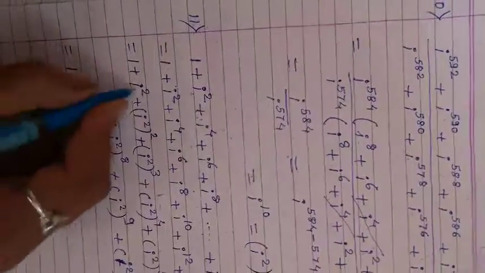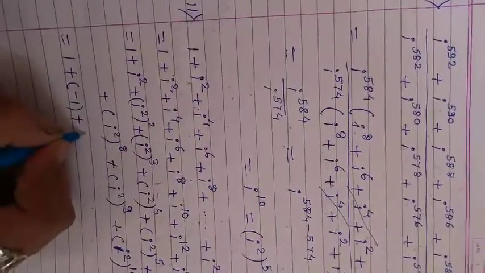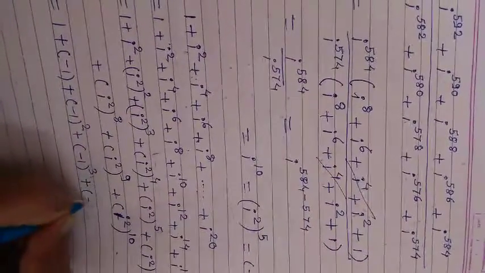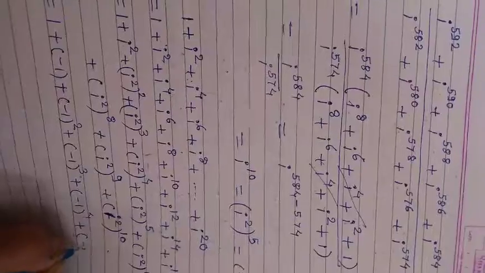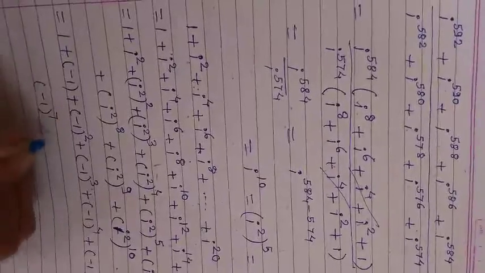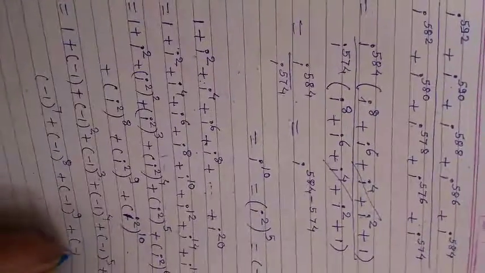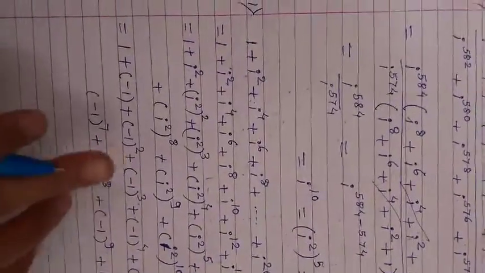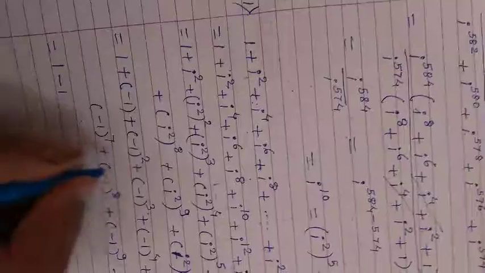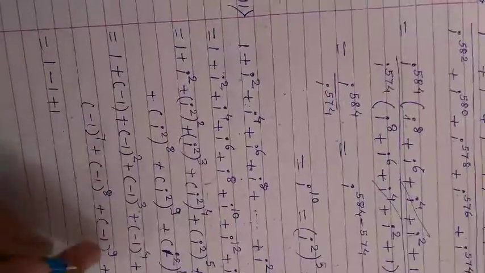Now in place of i square we will write minus 1. So 1 plus this is minus 1, this is plus minus 1 square. पहले हम सभी की जगह पे माइनस 1 लिख लेते हैं and then we will calculate power. Then minus 1 to the power 5, minus 1 to the power 6 plus minus 1 to the power 7, minus 1 to the power 8 plus minus 1 to the power 9 plus minus 1 to the power 10. अब इवन वाले पॉजिटिव हो जाएंगे, ऑड वाले निगेटिव रहेंगे. So this is 1 plus into minus minus 1.